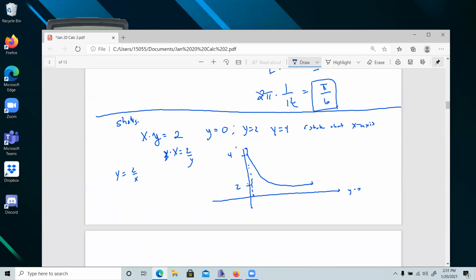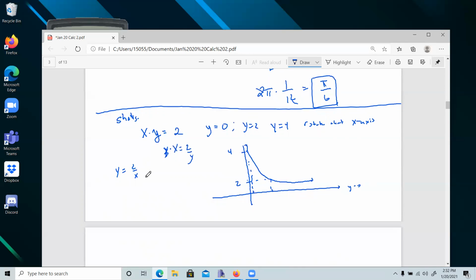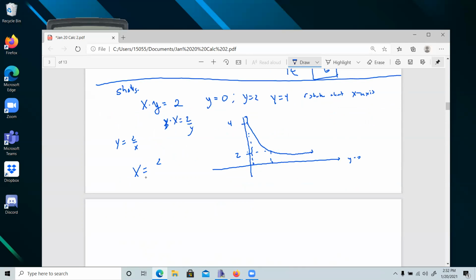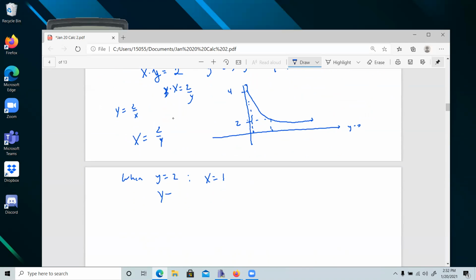So what are my x values in this case? Well, x is equal to 2 over y. So when y is equal to 2, x is equal to 1. And when y is equal to 4, x is equal to 2 over 4, which is equal to a half. All right, so if you're looking at this, here's a half, here's 1. And we've got this little grouping right here.